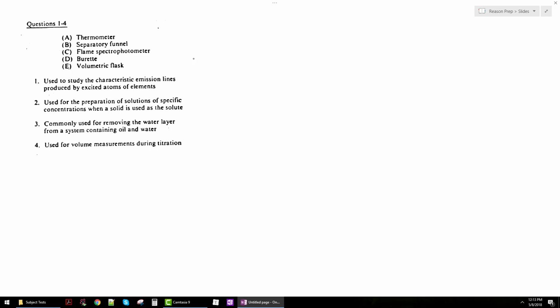Now, A, a thermometer. I think we all know what a thermometer is. It's something that measures temperature. And none of the questions here specifically refer to temperature or measuring it in any way. So we're not going to have A as the answer to any of our questions.